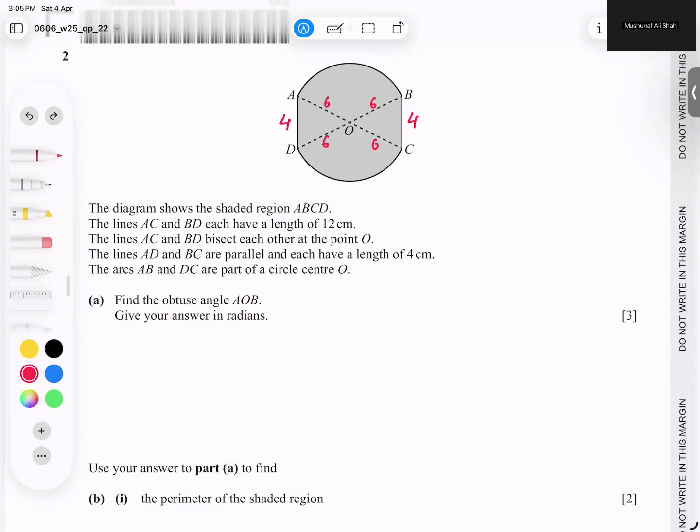What obtuse means, you know very well. Right angle means equals 90. Acute angle means less than 90. And obtuse angle means more than 90, and 90 means pi by 2. So, okay, just for the sake of understanding, I'm writing in both degree and radian mode. Okay, so obtuse AOB. Where's AOB?